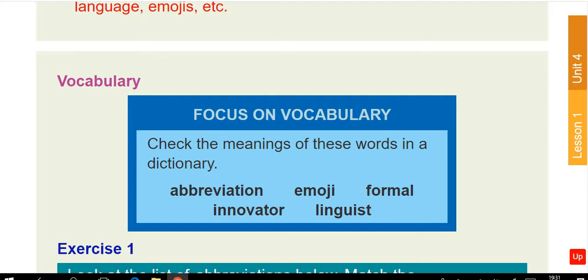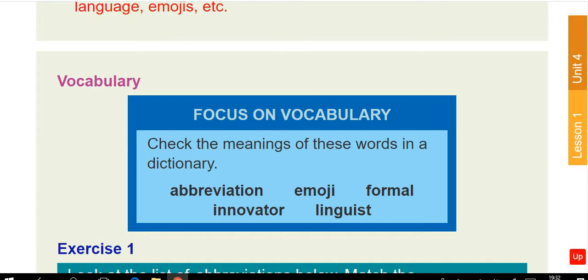Emoji is this, colorful things with faces, for example, to express our feelings, and we use them a lot in our messages. This laughing face, the heart, and all of these things. Formal means something classic. It isn't casual. It isn't haphazard. It's formal, and formal is an adjective. The noun from formal is formality. The opposite of formal is informal.